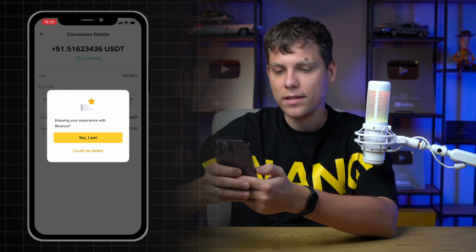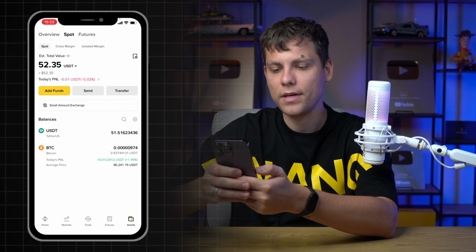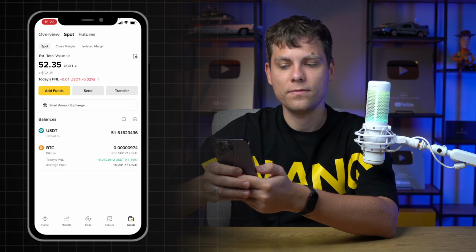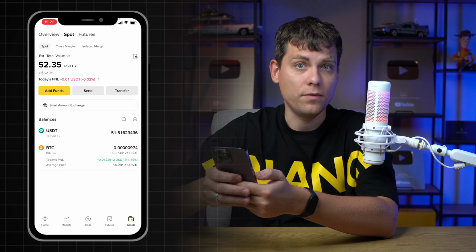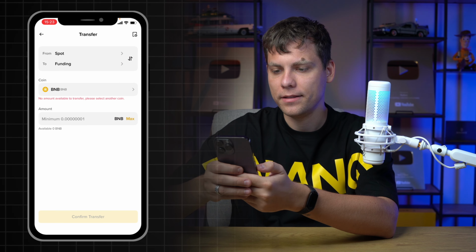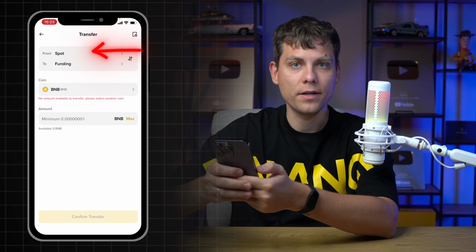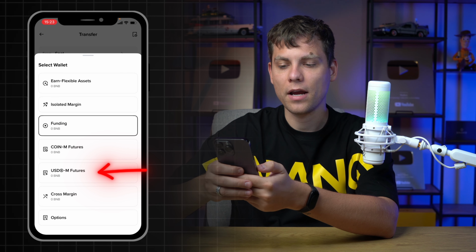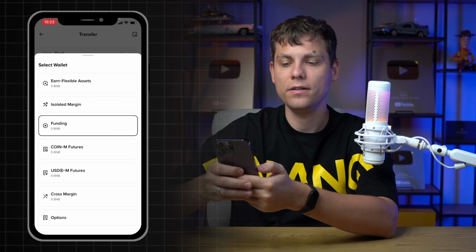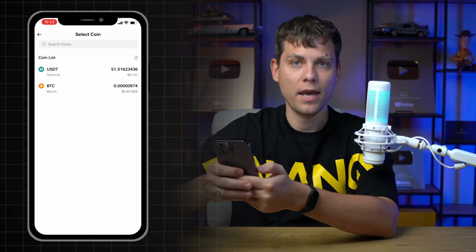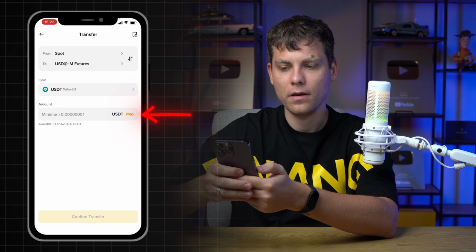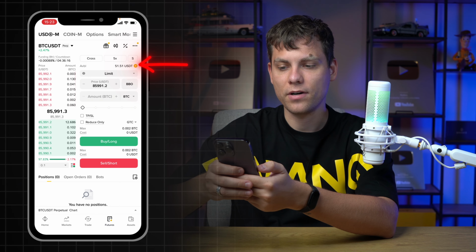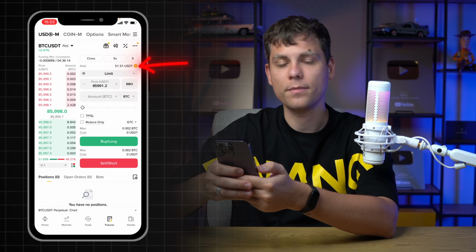Great, we converted it. Now we need to transfer our USDT to the futures wallet, because if your funds are in any other wallet such as funding or earn, you won't be able to trade futures. For this, tap transfer. At the top, select spot or the wallet where your USDT is. At the bottom, select USDM futures. A bit later, I will explain what this is and how it differs from CoinM. Select the coin, in our case USDT. Tap maximum. Confirm transfer. Now at the bottom, go to the futures tab. As you can see, the funds have arrived. I have $51 available for trading.